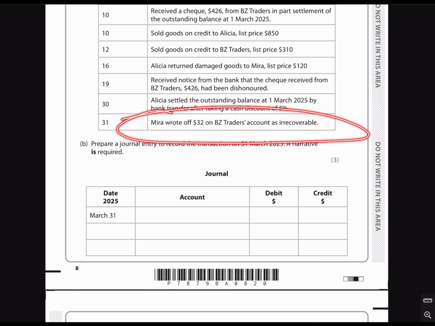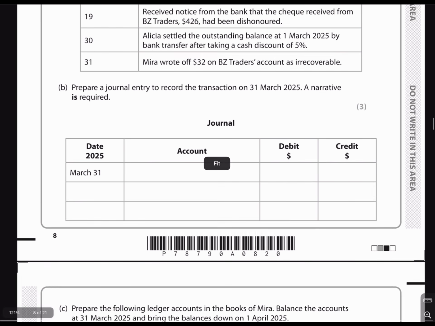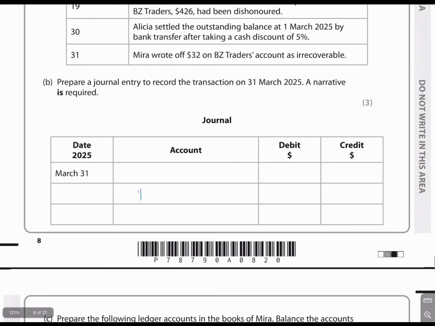What happened here? Mira wrote off 32 on BZ Traders account as irrecoverable. Now BZ Traders account is being irrecoverable. So how do we journalize it? Now it is decreasing the trade receivables, right? So BZ Traders would be on credit side, and irrecoverable debts will be on debit side.